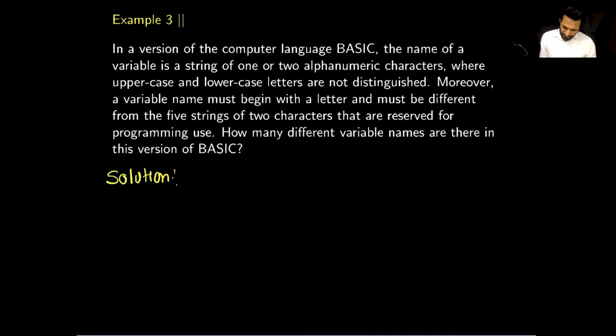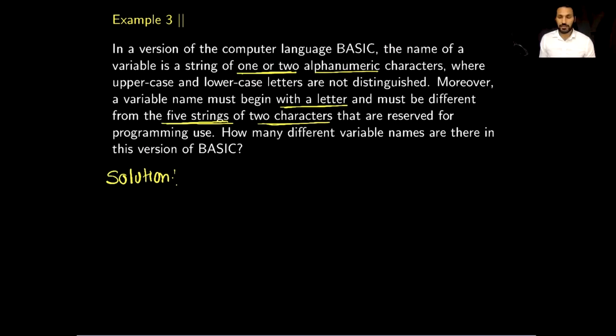So in a version of computer language, the name of a string is 1 or 2 alphanumeric, meaning it can be either a letter or a digit. Moreover, a variable name must begin with a letter. So this is another keyword. The name must begin with a letter and must be different from the 5 strings. So there are 5 strings of 2 characters long, which are reserved for some programming use, which we cannot use here. So how many different variable names are there in this version of BASIC?